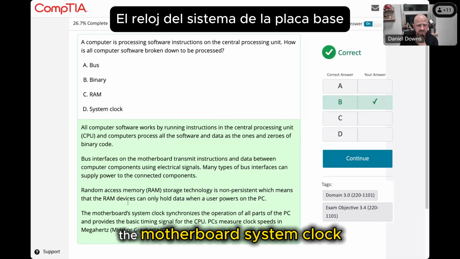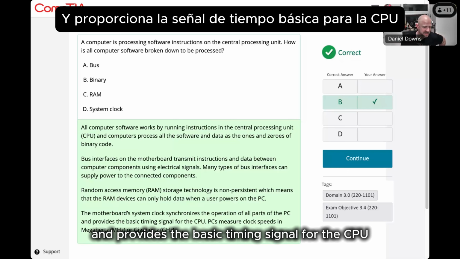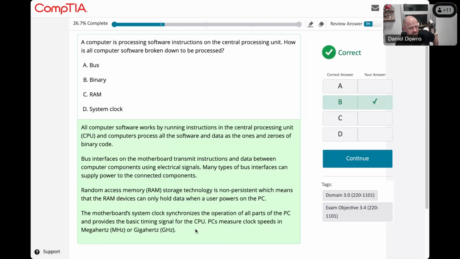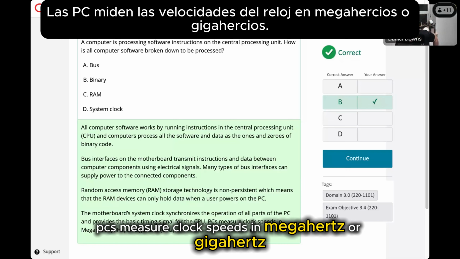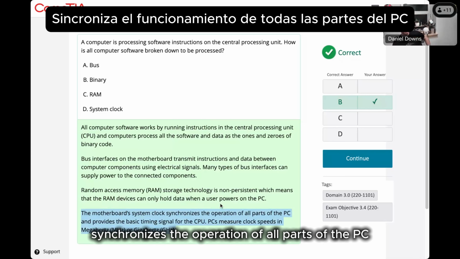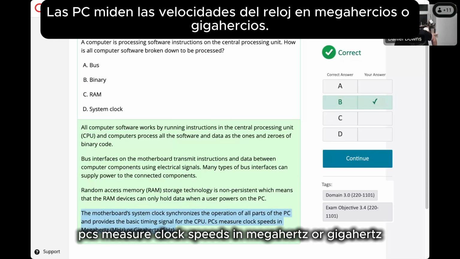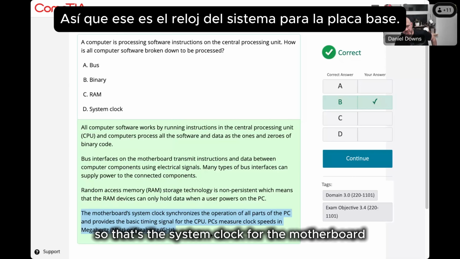The motherboard system clock synchronizes the operation of all parts of the PC and provides the basic timing signal for the CPU. PCs measure clock speeds in megahertz or gigahertz. So that's the system clock for the motherboard.